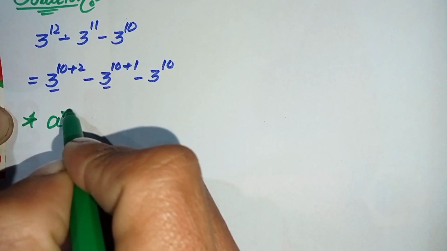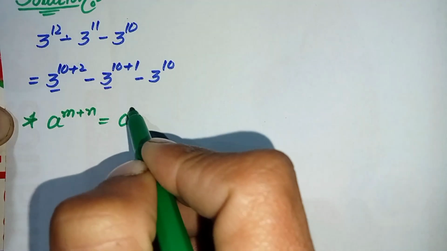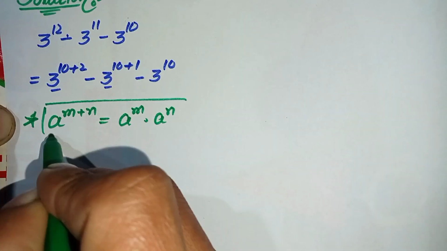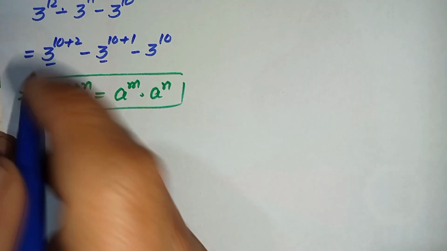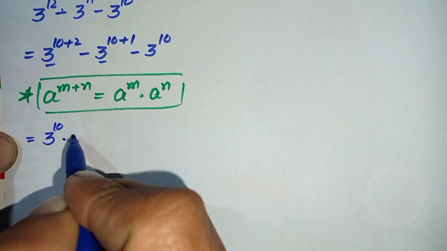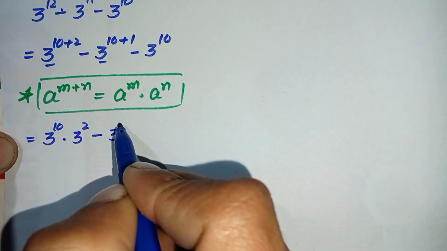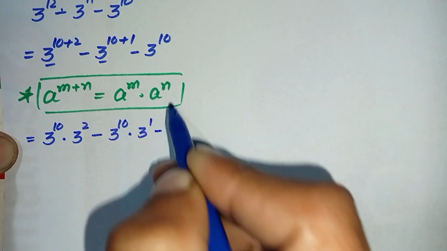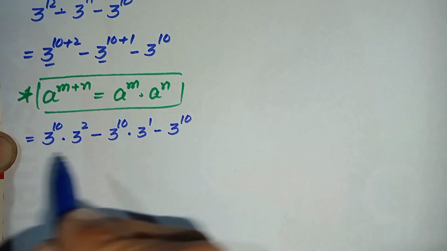A raised to power m plus n can also be written as a raised to power m times a raised to power n. So by using this exponential property in these two terms, this equation will become 3 raised to power 10 times 3 raised to power 2, minus, the second term will become 3 raised to power 10 times 3 raised to power 1, minus, and this term will be the same.